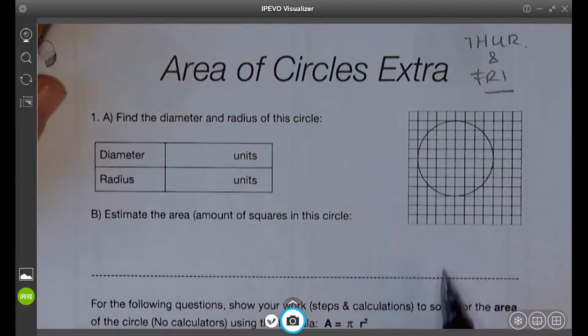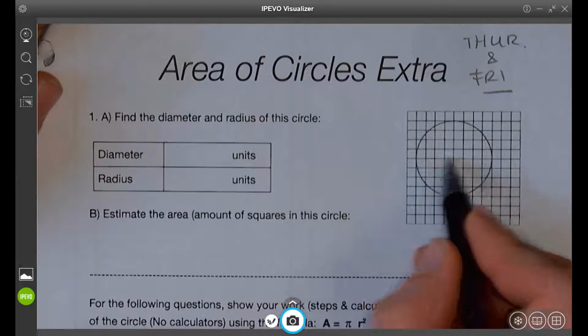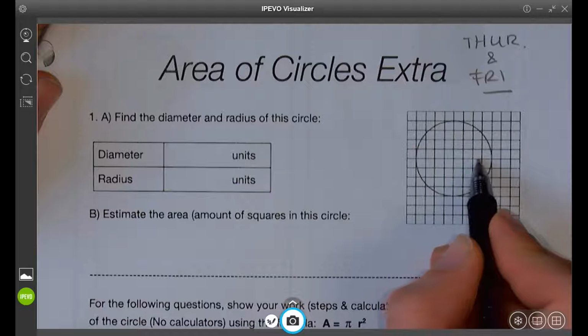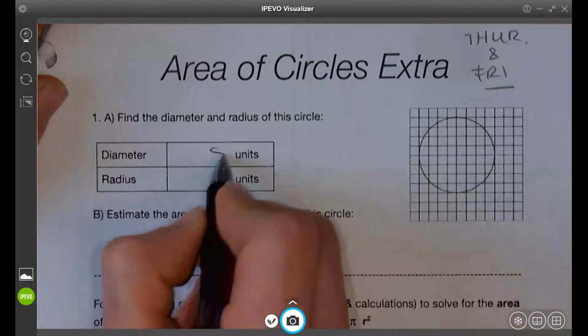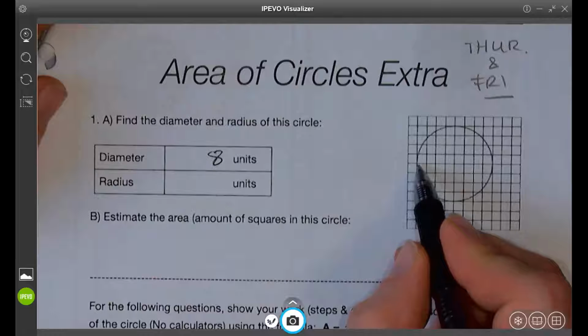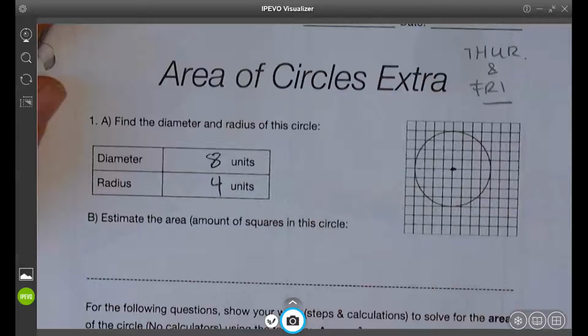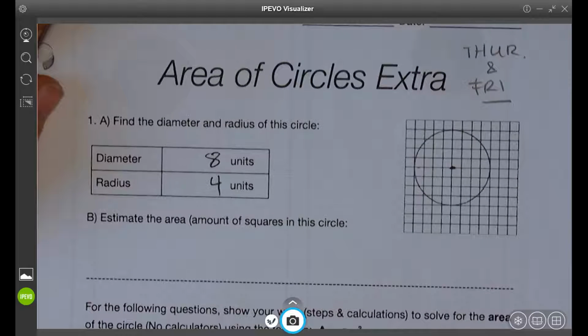So what's the diameter? Always start, it's all the way across. So we go 1, 2, 3, 4, 5, 6, 7, 8. So the diameter is 8. Radius would be half of that. 1, 2, 3, 4, right to the middle. All right, so radius is half of diameter. Estimate the area, the amount of squares in this circle.